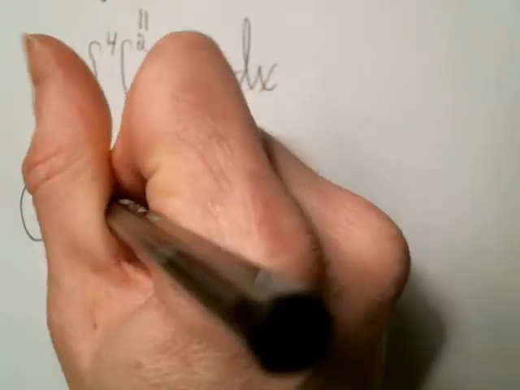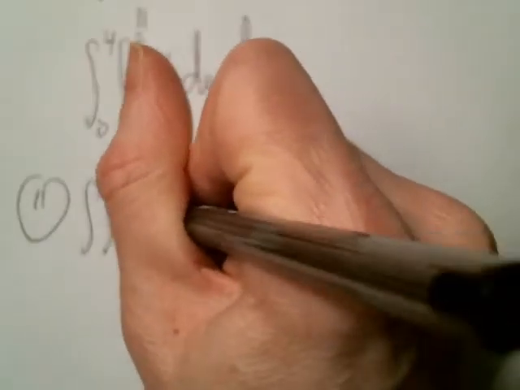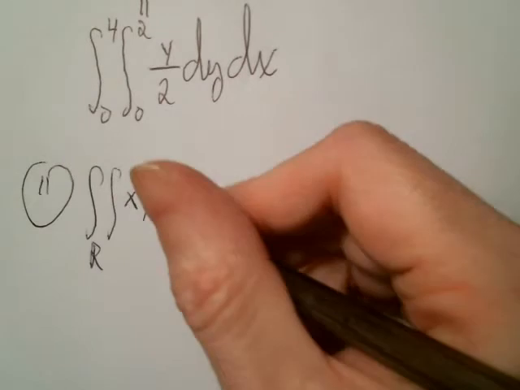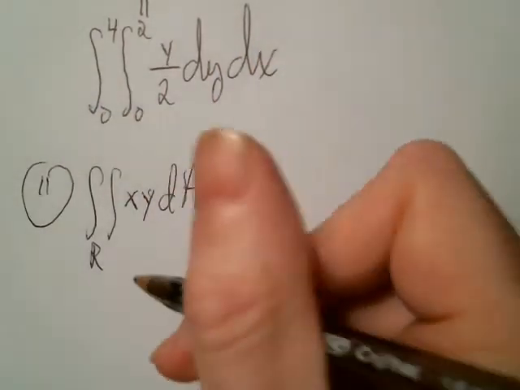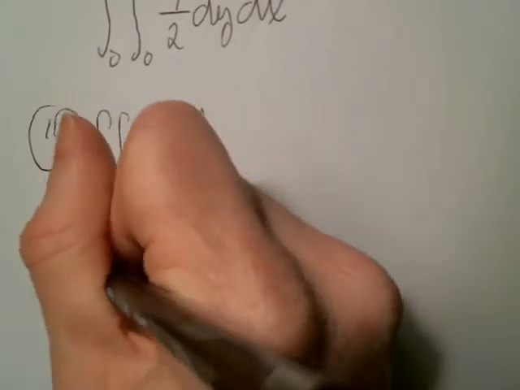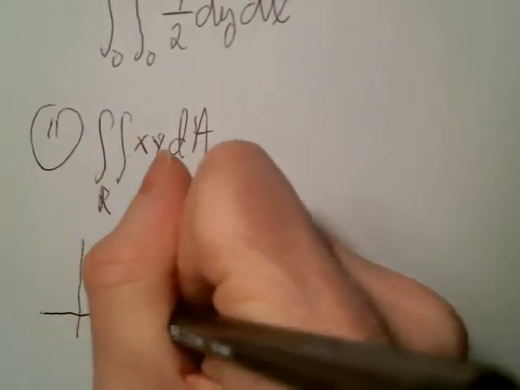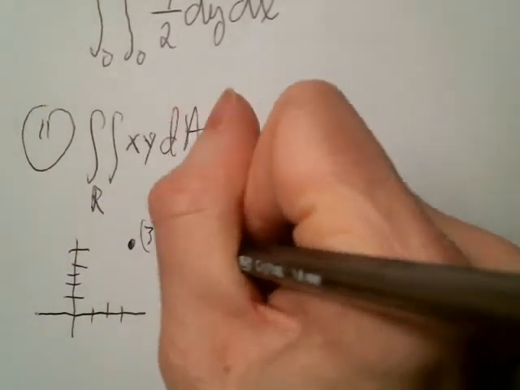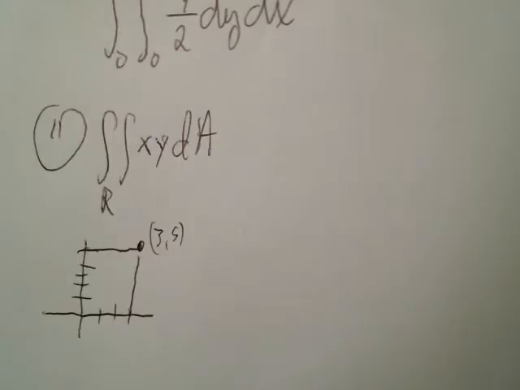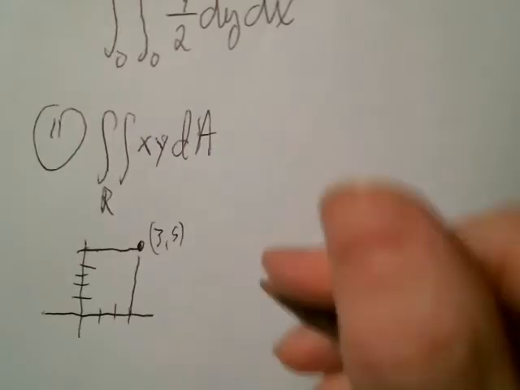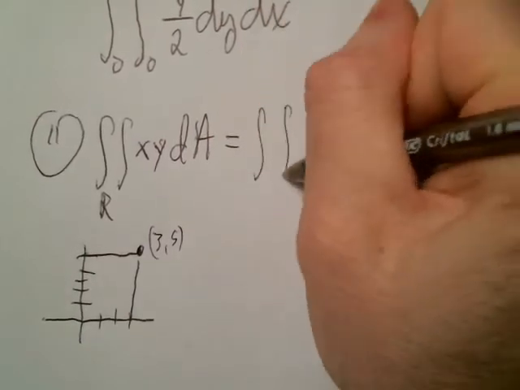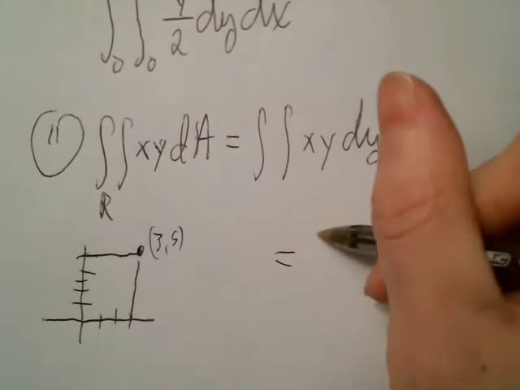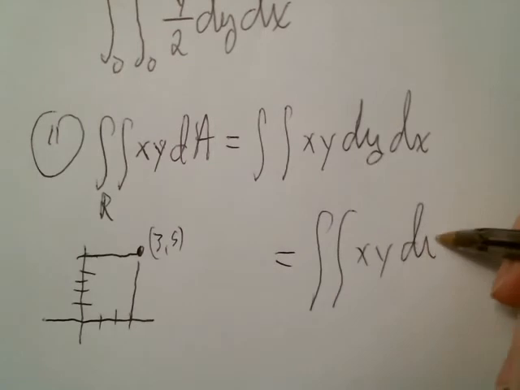So this is problem 11. I'm integrating to find the volume underneath the surface xy over top of the region R. And the region R is given in the book as a rectangle. Okay, so 1, 2, 3, 1, 2, 3, 4, 5. This point here is 3, 5. Okay. We want to set up the integral for both orders of integration. So it'll be xy, and then we want to do dy dx, and then we want to set it up for xy dx dy.